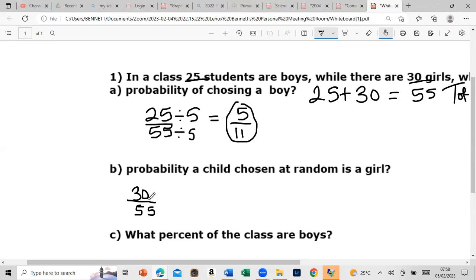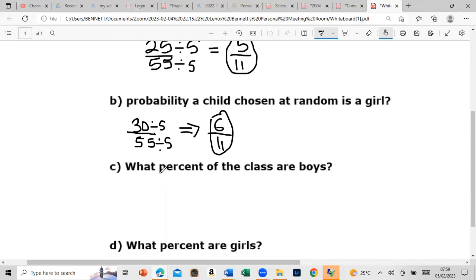Now, what number can go into both 30 and 55 without a remainder? The same number. And then divide by that particular number, and that would be 5. 30 divided by 5, that's 6, and 55 divided by 5 is 11. So the probability of choosing a girl at random would be 6 out of 11. So there is more possibility with the girl than the boy.